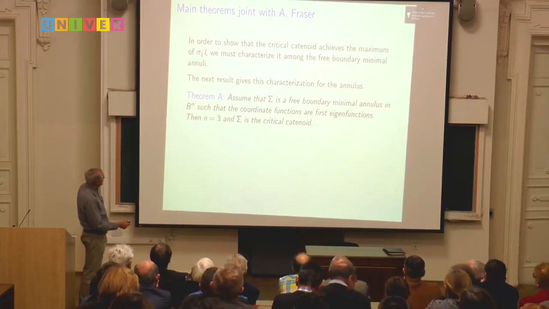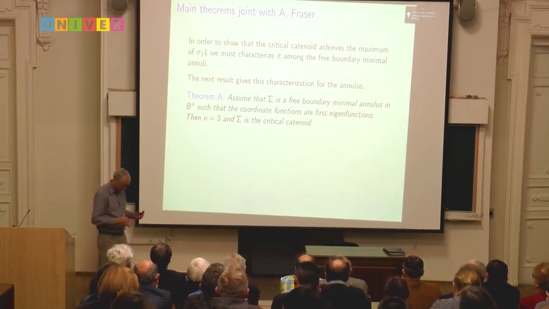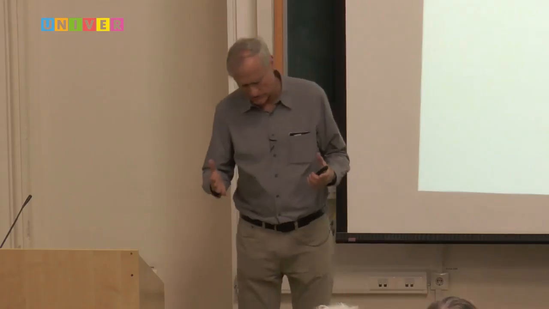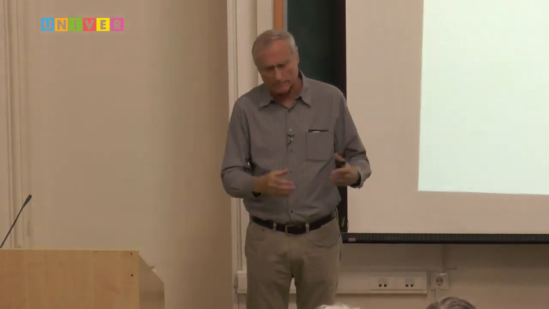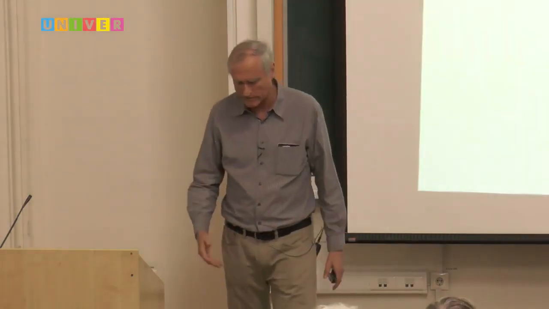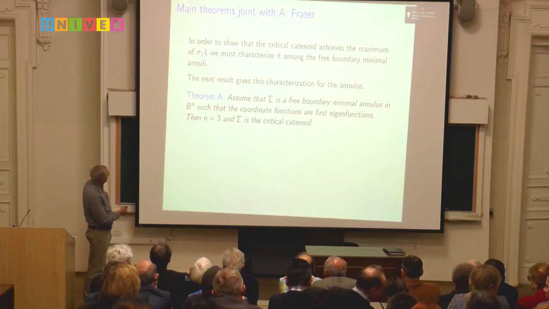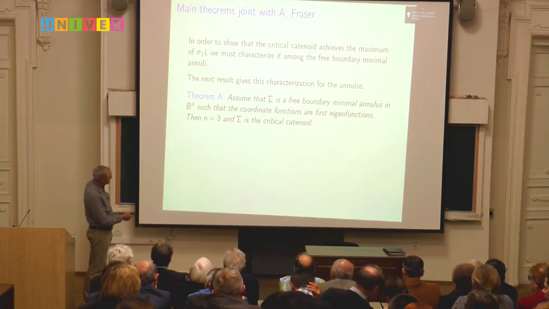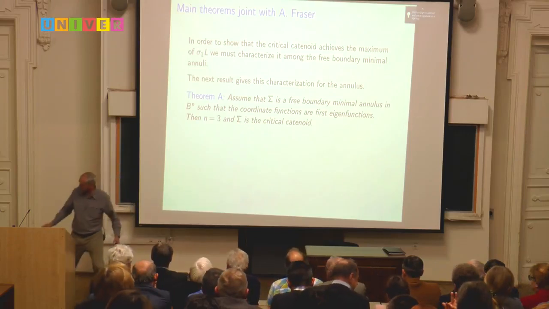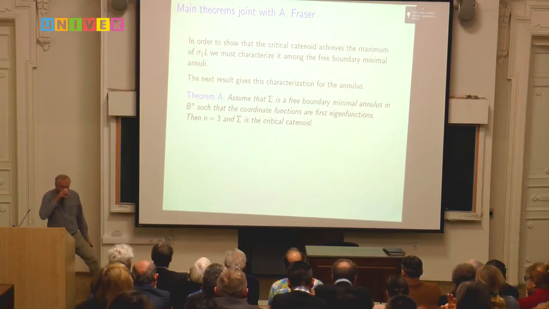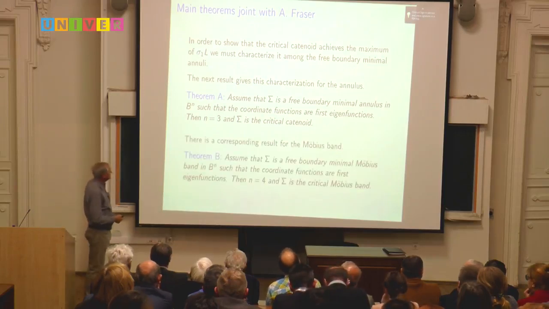It says that if we have a free boundary minimal annulus in Bn, can be in any dimension, such that the coordinate functions are first eigenfunctions. Okay, so remember, for free boundary minimal surfaces, the coordinate functions are eigenfunctions with eigenvalue 1, but they may not be the first ones. The 1 may not be the lowest eigenvalue. In general, it won't be. But if we assume that it is, that is that the coordinate functions are the first eigenfunctions, and the word first there should be highlighted, then in fact n is 3 and sigma is the critical catenoid. So we have a characterization of it in terms of free boundary minimal annuli. And then once we have that, we just need to prove the existence theorem.